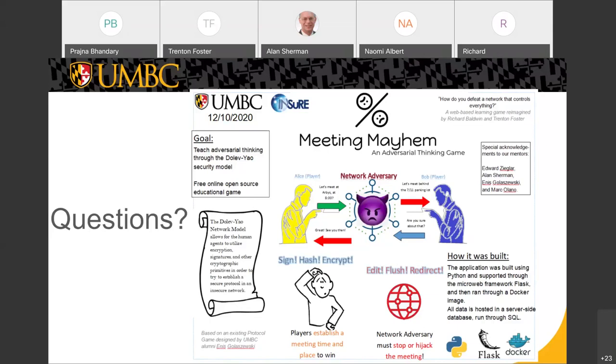And then for myself, Richard had played the game before starting the project, but I'd never even heard of the Dolev-Yao security model. So I was able to learn a lot about the model, about what it actually means, ways to do it, ways to not do it. And I thought it was very, very interesting.